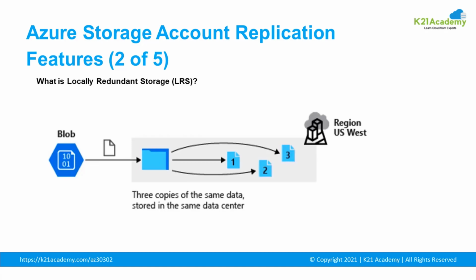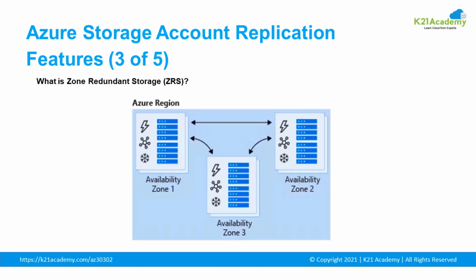The next one is zone redundant storage, or ZRS. So zone redundant storage replicates your data across 3 storage clusters in a region. Each cluster is physically separated from the other 2, which means that each cluster is supplied with separate utilities such as power or network. So your data is in different availability zones.